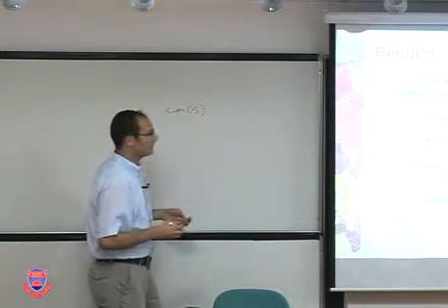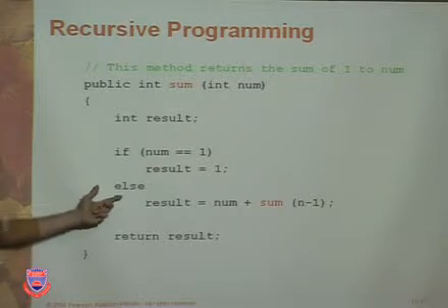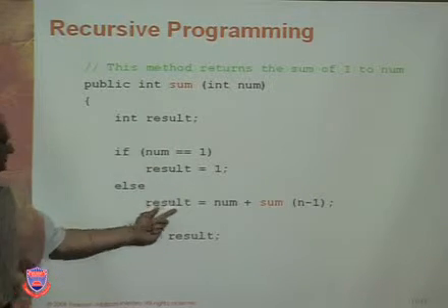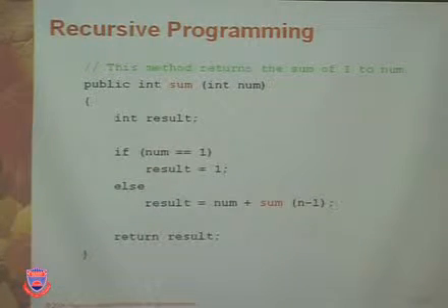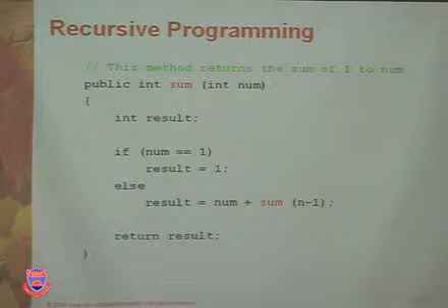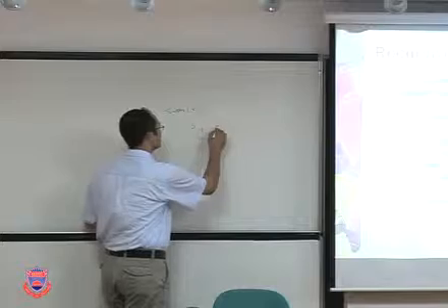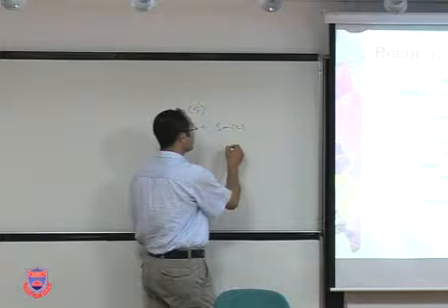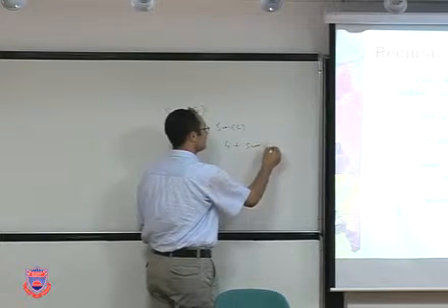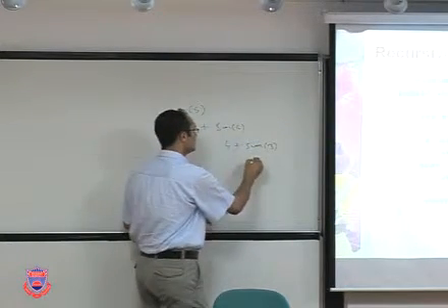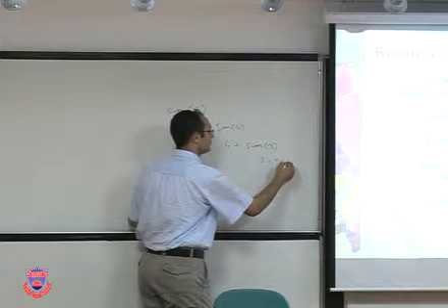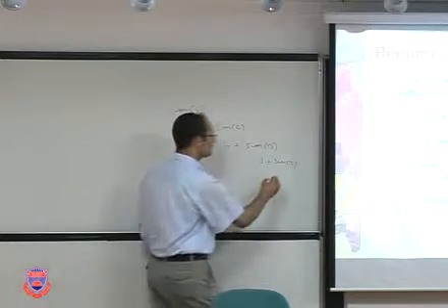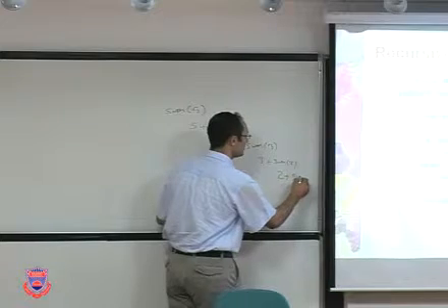Okay, so how is this going to run? It will come, number is not equal to 1, and then it will say result equals num plus sum 4. So then it's going to call sum 4, which is going to be equal to 4 plus sum 3, right? And then it will call 3 plus sum 2. And then the last thing that it is going to see is 2 plus sum 1.